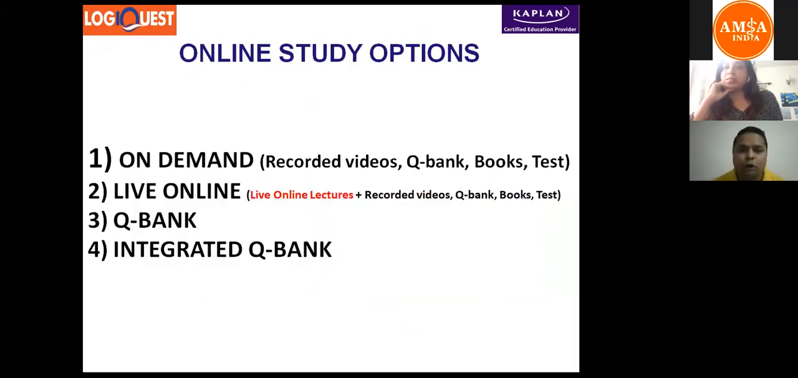The online study options that we have will cater to 4 products, which is the on-demand. On-demand will fetch you the recorded videos of the faculty members, the question bank with all the upgraded questions, an up-to-date Q bank with more than 2,000 plus exam-like questions. It will give you the book sets of 2020 and different types of tests is what the on-demand would fetch you with.